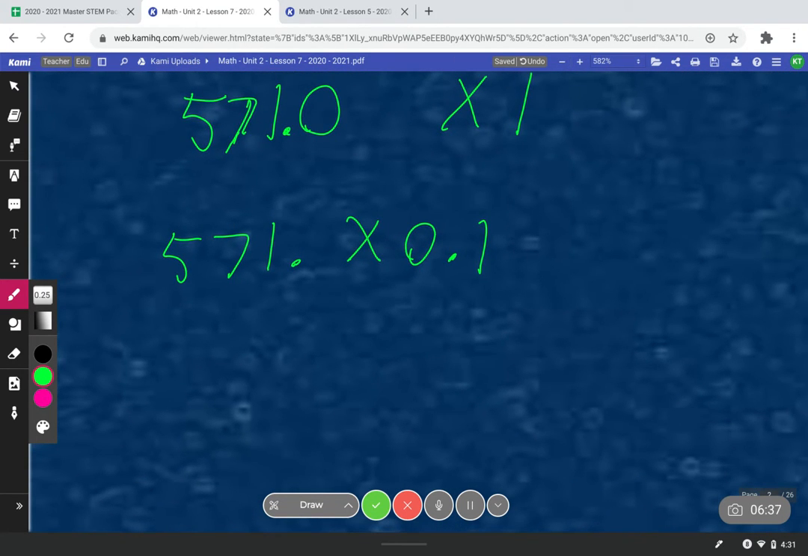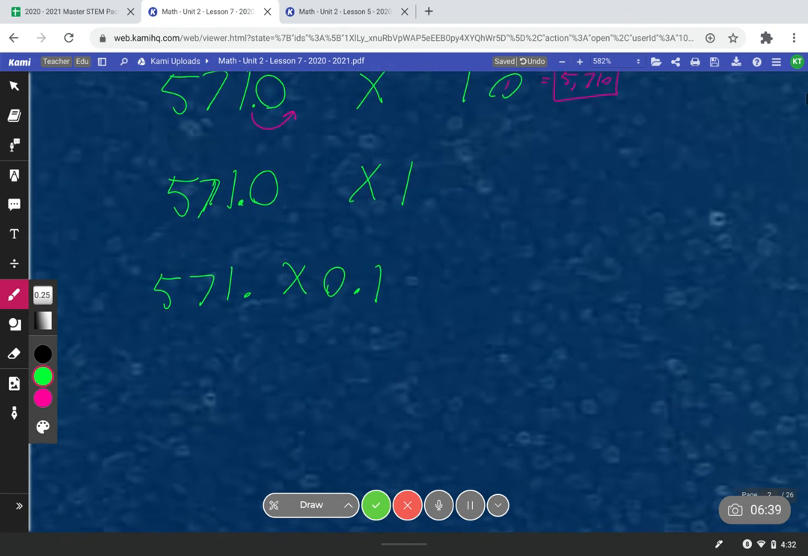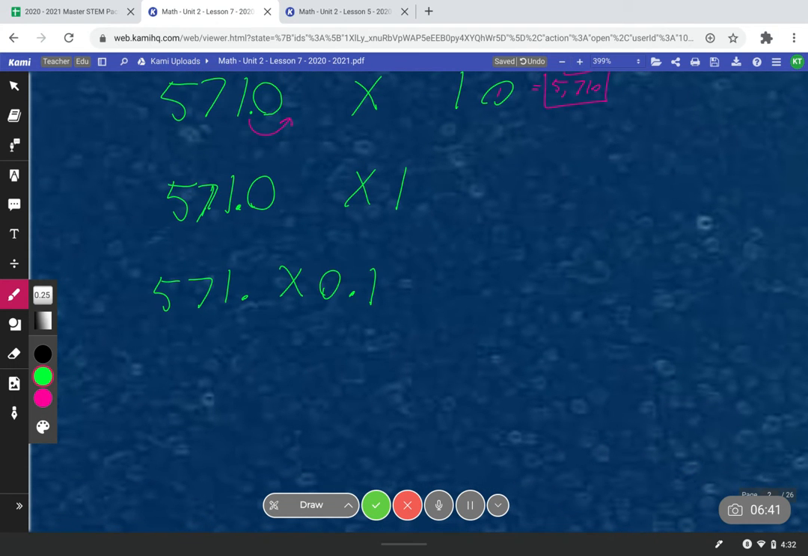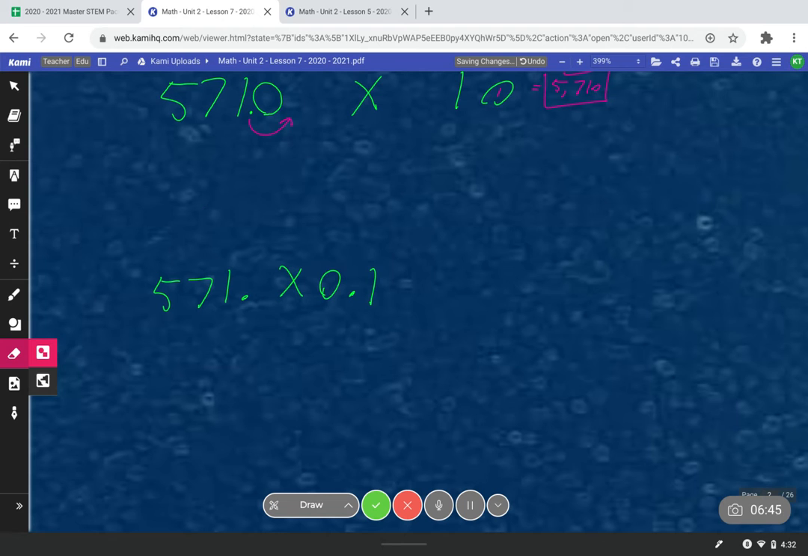This is tricky. I don't want y'all to get scared. I'm going to write this in a different form. So 1/10, the fraction version of that would be this, 1/10. That is the same thing.